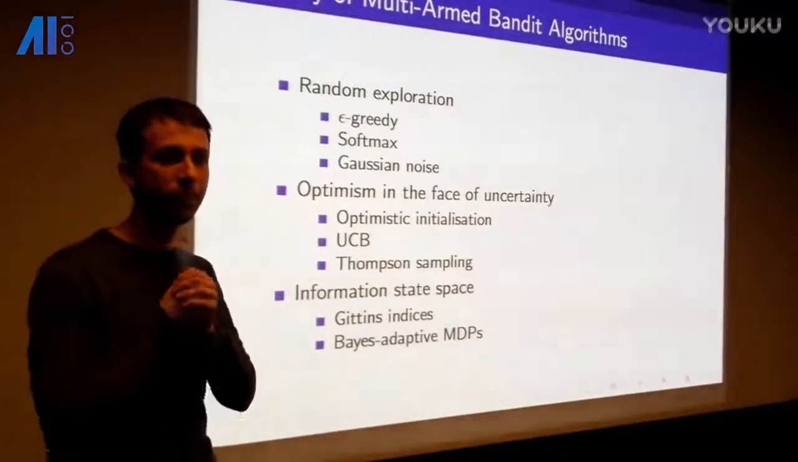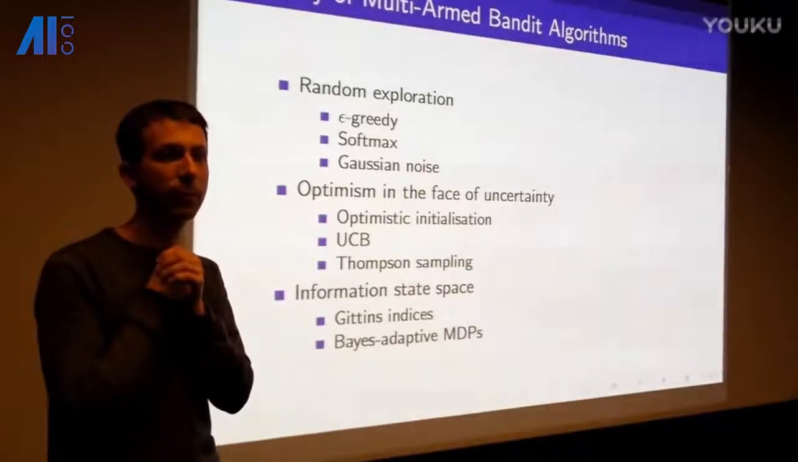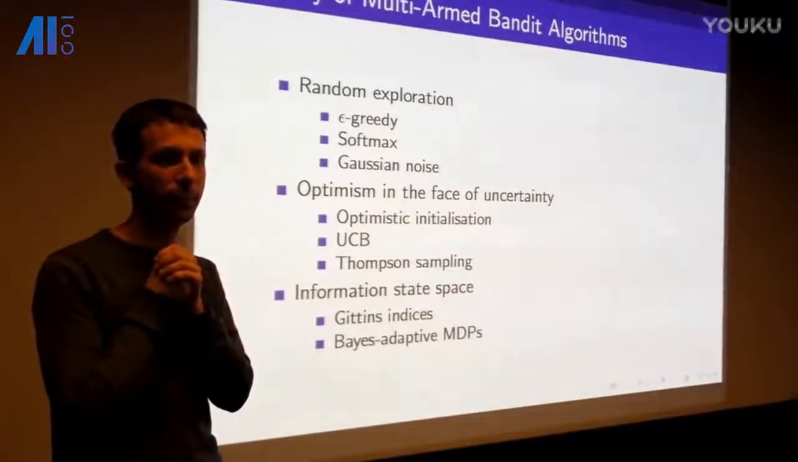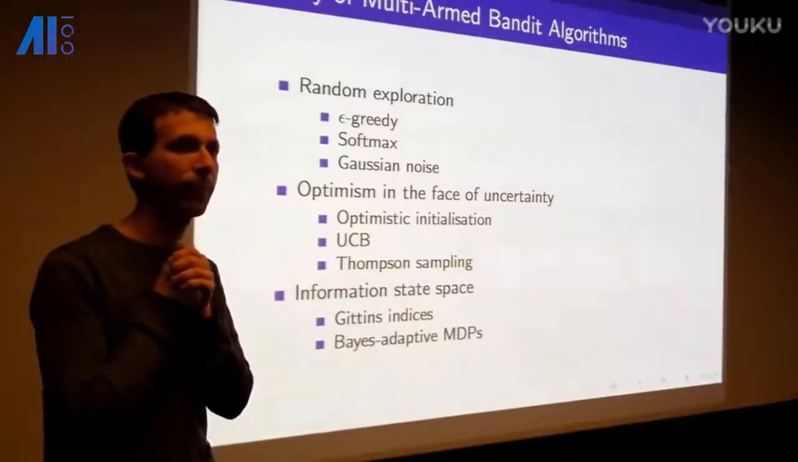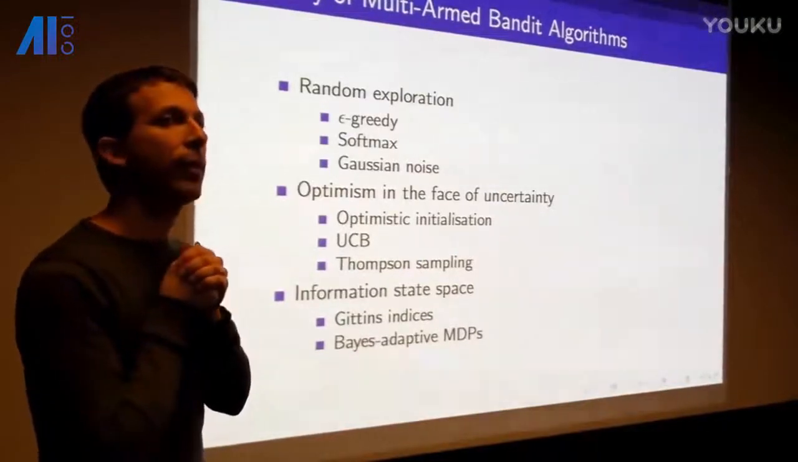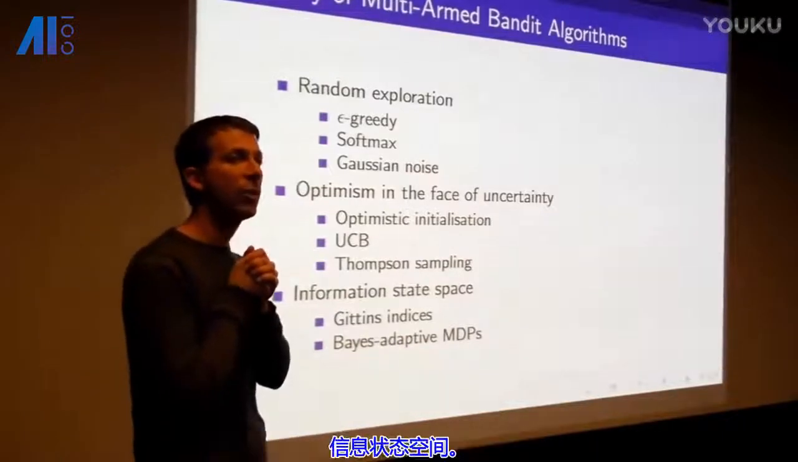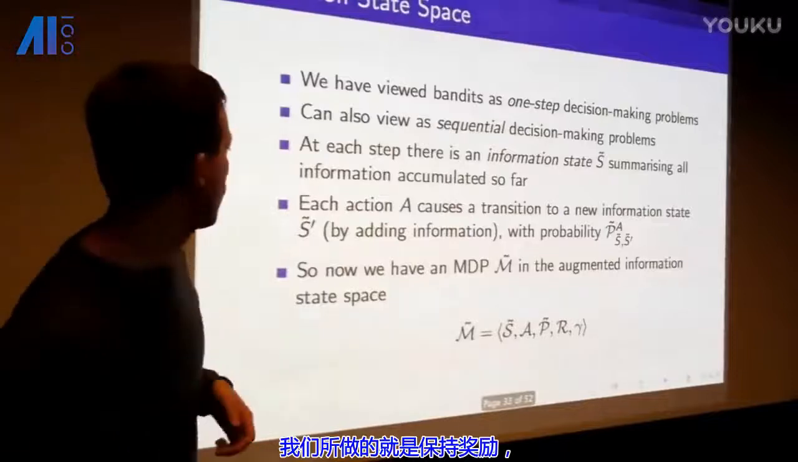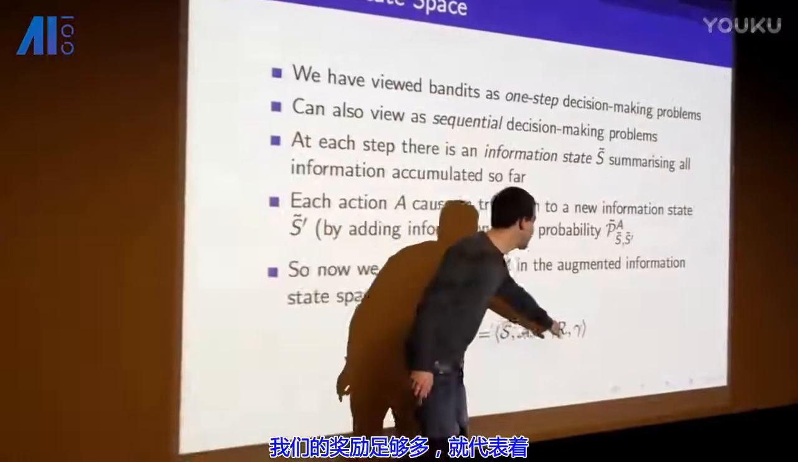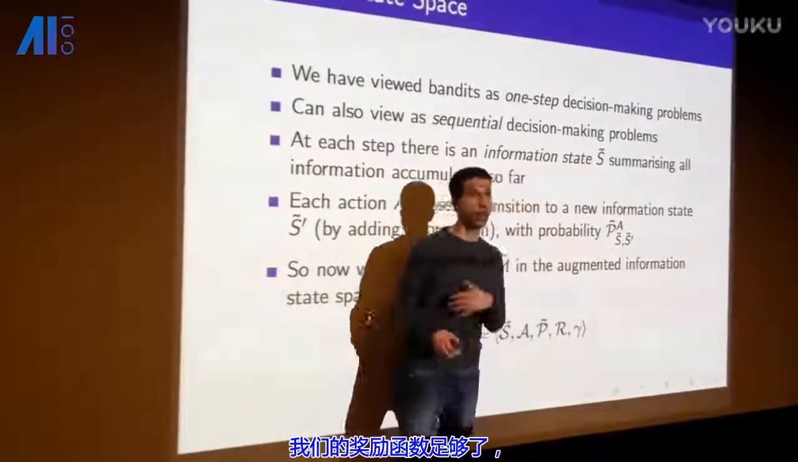One question. Very quick. On the information state space, is your reward signal unchanged, or are you adapting the reward signal to take into account the information, or is it just updating your state definition? The reward function is unchanged. We're not changing the reward function in the information state space. So the reward in our MDP is the same as the reward function in our bandit.